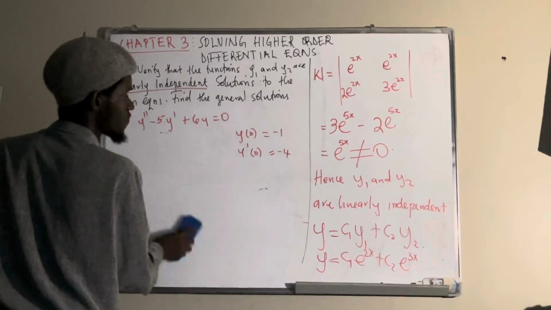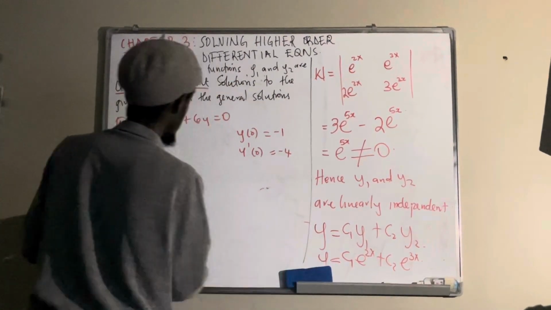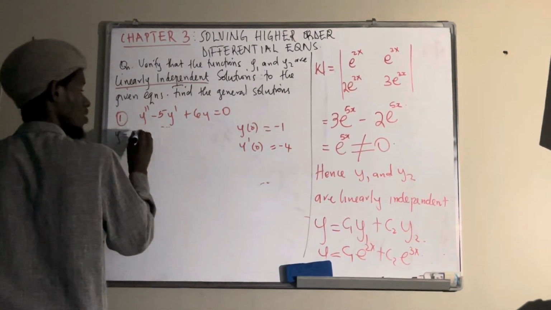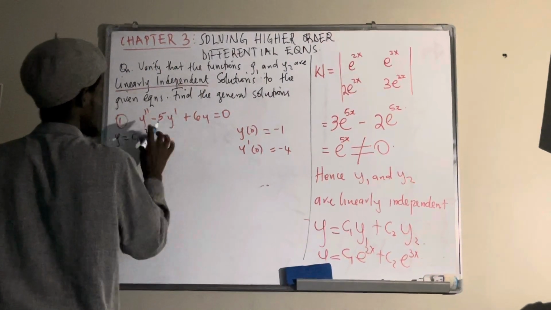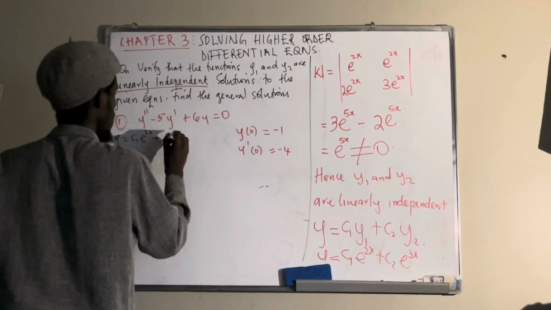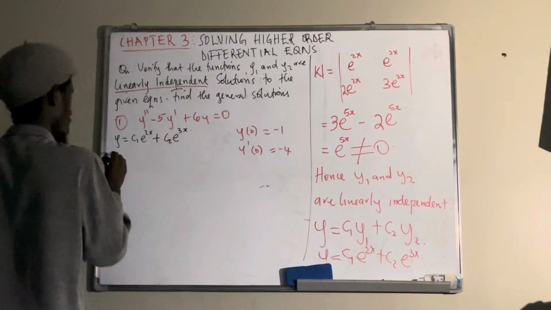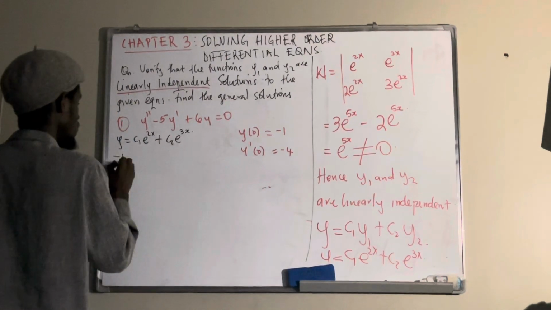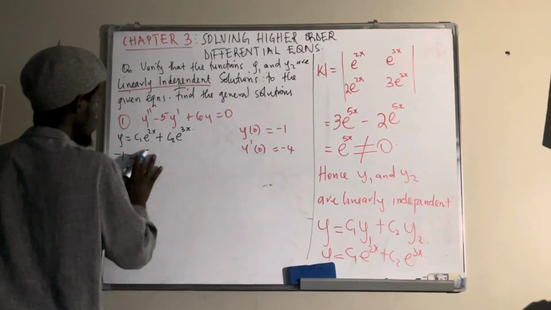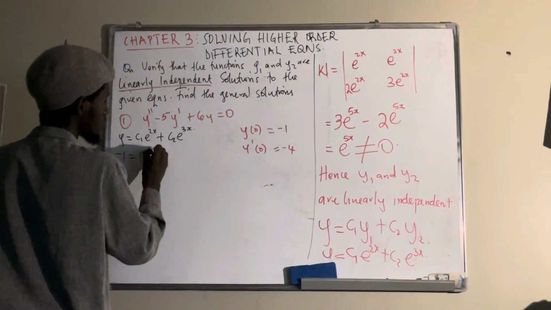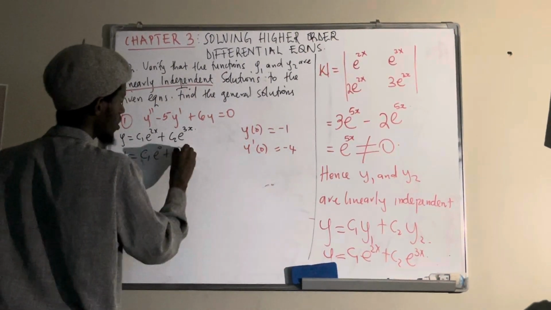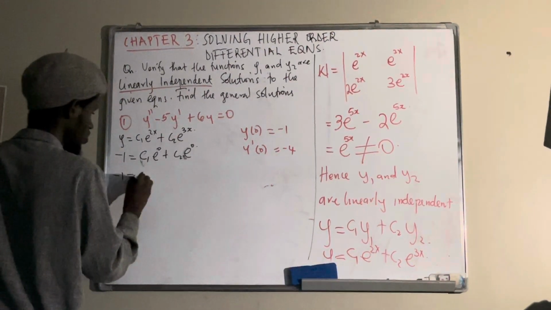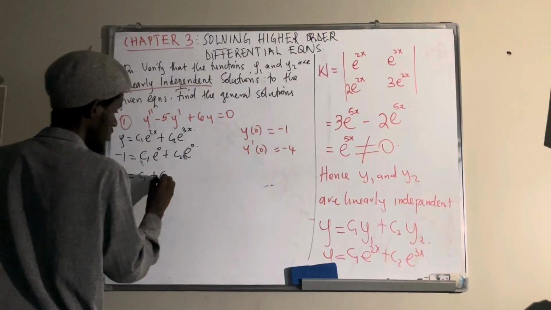I'm saying that if my general solution is y equals C1 e power 2x plus C2 e power 3x, and they are saying that y at 0 is negative 1. If x is 0, my y is negative 1. Therefore, I have negative 1 equals C1 e power 0 plus C2 e power 0. But e power 0 is 1. Therefore, I have negative 1 equals C1 plus C2.